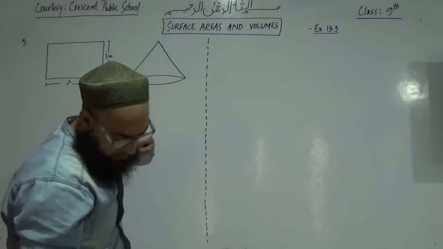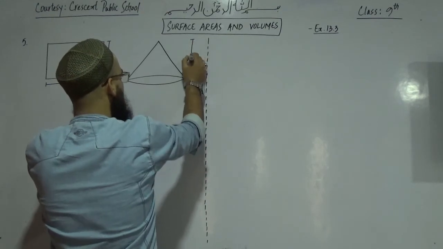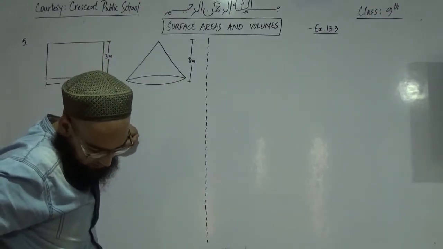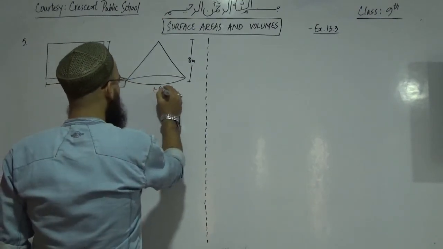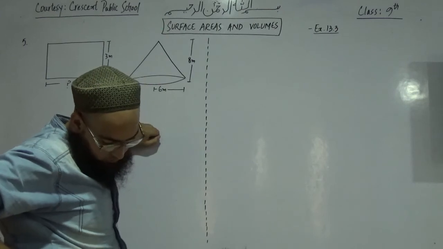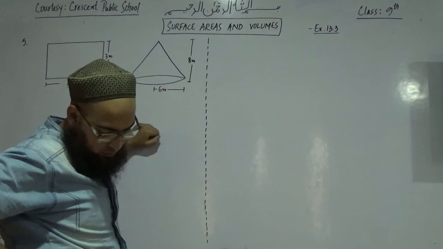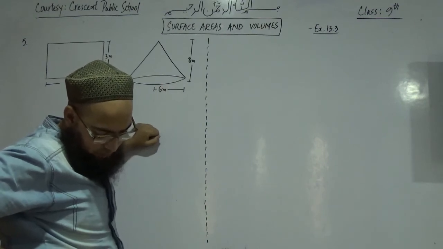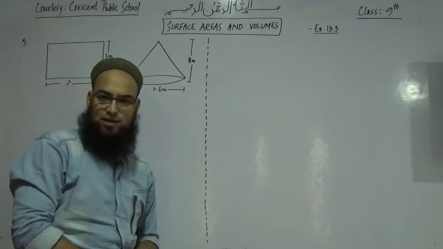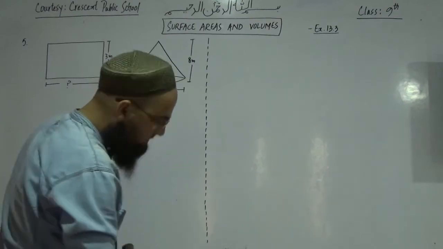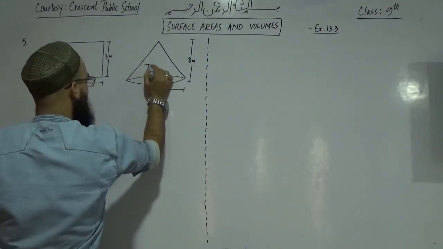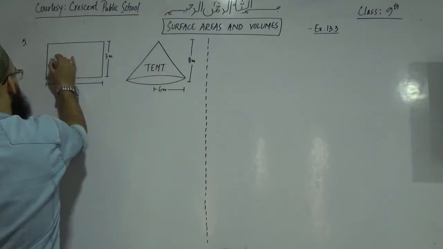It will be required to make a conical tent of height 8 meter. The height of the tent is 8 meter, and base radius 6 meter. Assume that the extra length of material that will be required for stitching margins and wastage in cutting is approximately 12 centimeter. So 12 centimeter is the wastage, you can say like that. And you have to use pi as 3.14. Now pay attention. This is a tent. This is a tarpaulin.